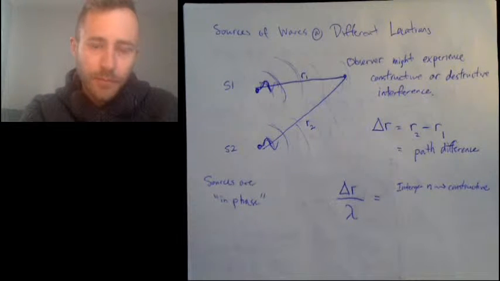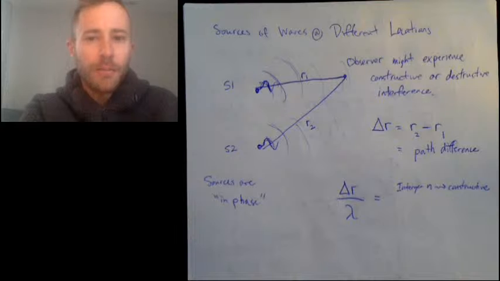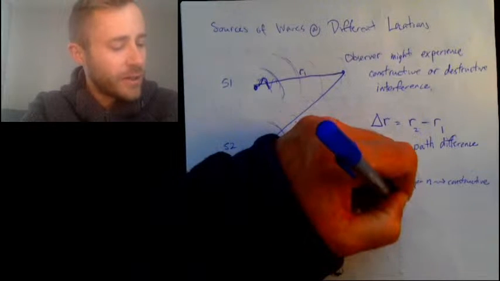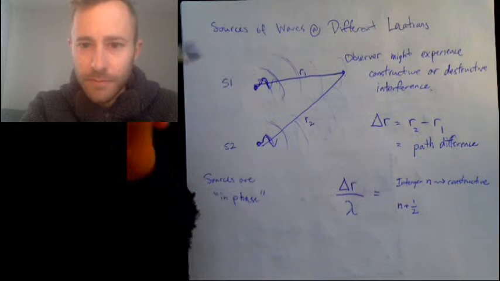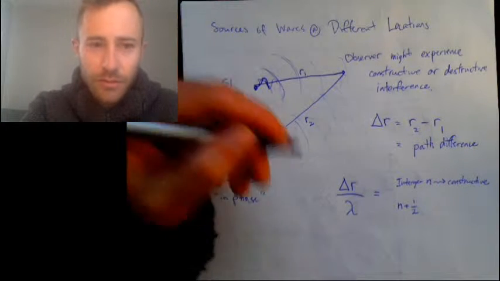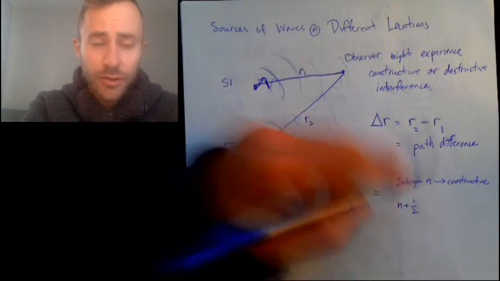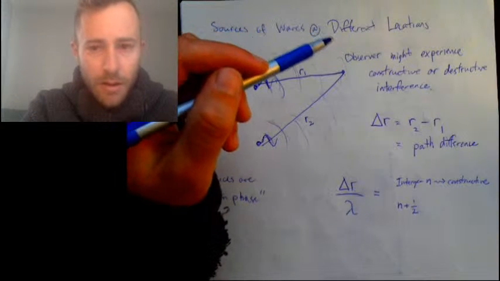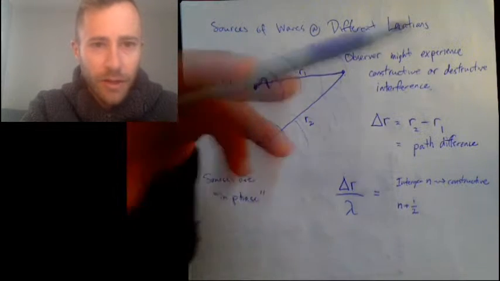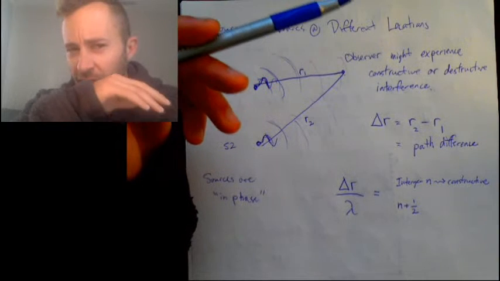If you find that it is equal to an integer plus 1/2, and by the way, integers include negative numbers. So -1, -2, -3. Negative whole numbers.